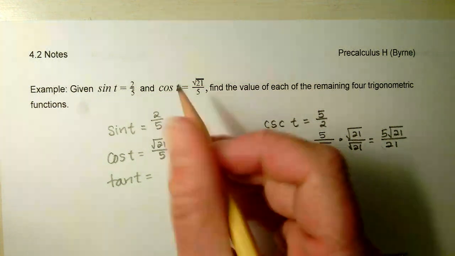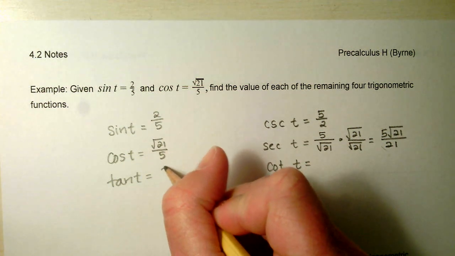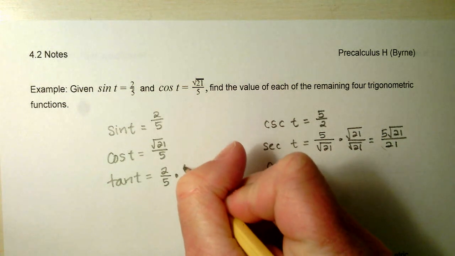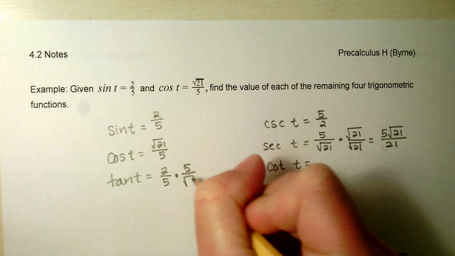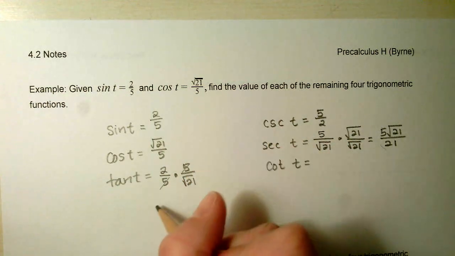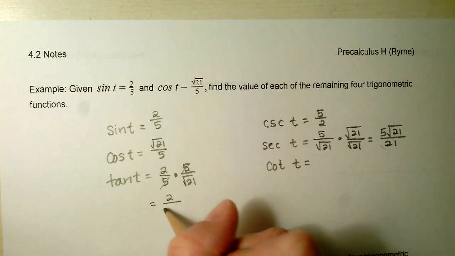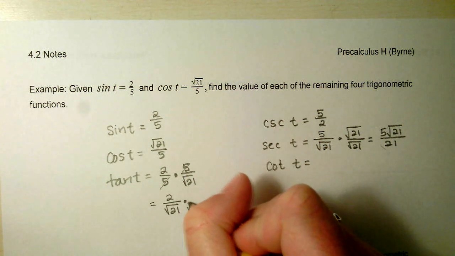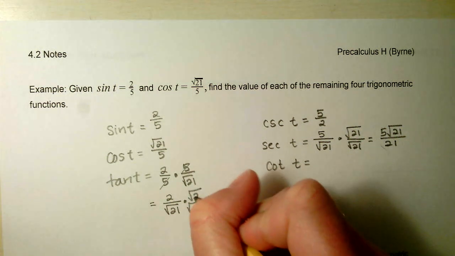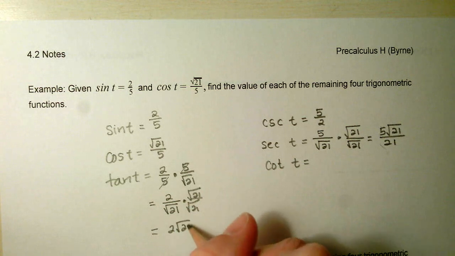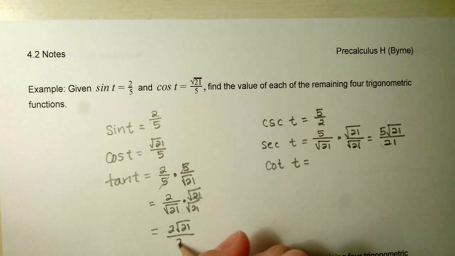My tangent is going to be equal to my sine divided by my cosine. So I am going to do a shortcut, and I am going to multiply by the reciprocal. My 5s are going to divide out. I'm left with 2 over the square root of 21. So I am going to multiply by the square root of 21 over the square root of 21 to get 2 square roots of 21 over 21.